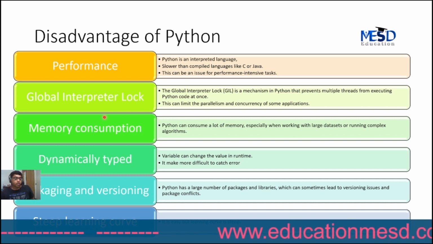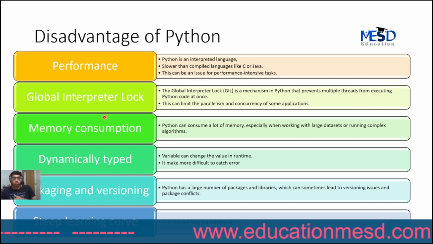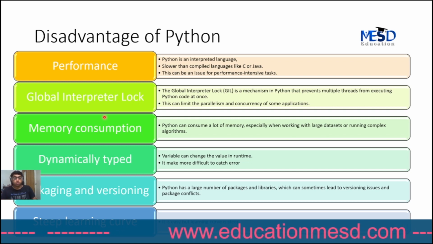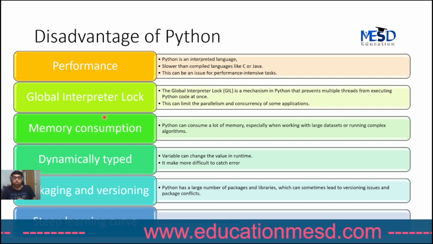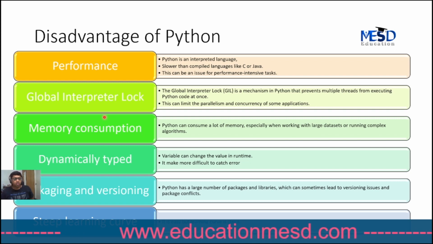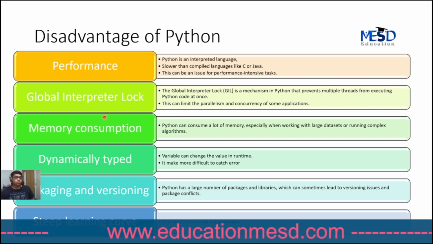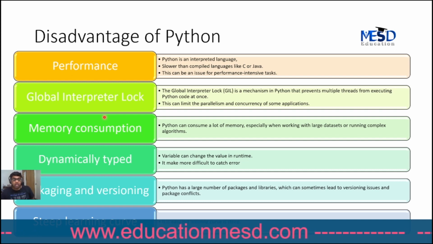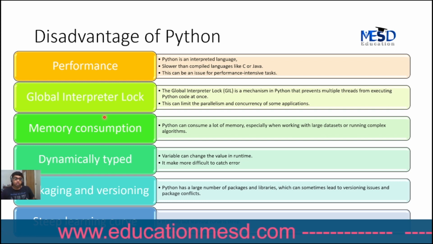Dynamically typed is another dangerous sign for Python. As I told you, there is no requirement to declare integer or float data types when you declare a variable. The variable can change at runtime. It makes it difficult to catch the error and find in which portion it occurs. Packaging and versioning: Python has a large number of packages and libraries which can conflict with versioning, but I don't think it is too much of a disadvantage, because that also happens in JavaScript.